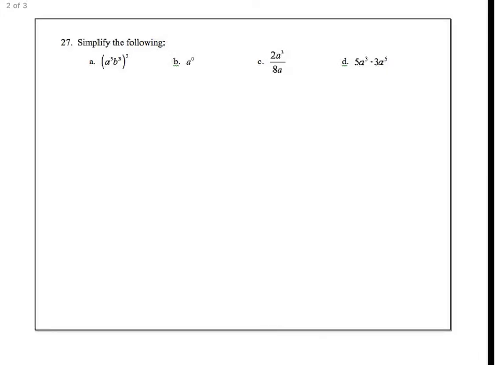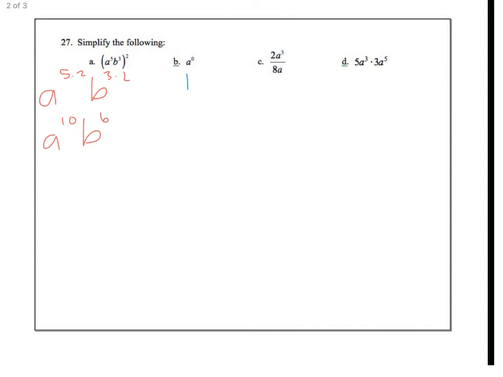Alright, simplify the following. Now that we expanded the problems on the previous page, I'm going to go ahead and use the rules here. So I know if I have a power to a power like I do in A, I'm going to multiply the exponents inside by that 2. So I would have a to the 5 times 2, b to the 3 times 2. So my answer would be a to the 10th, b to the 6th. For B, it's a to the 0 power. Anything to the 0 power is 1. So I'm done there.